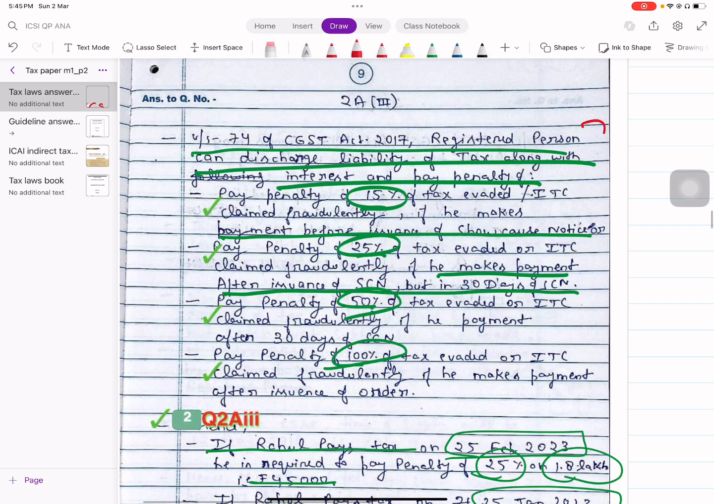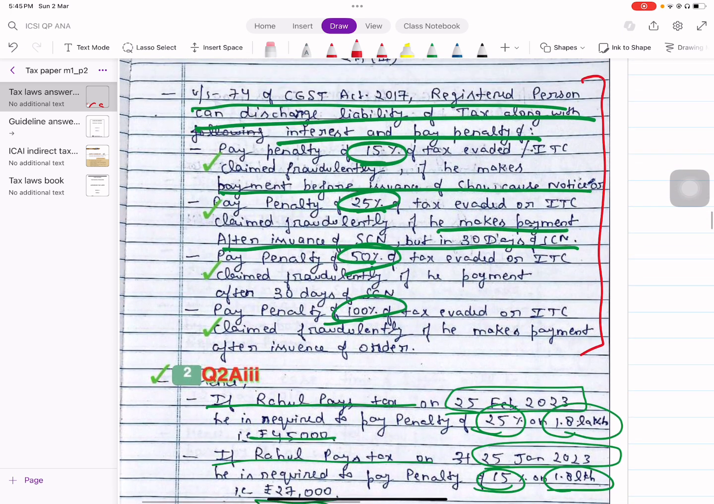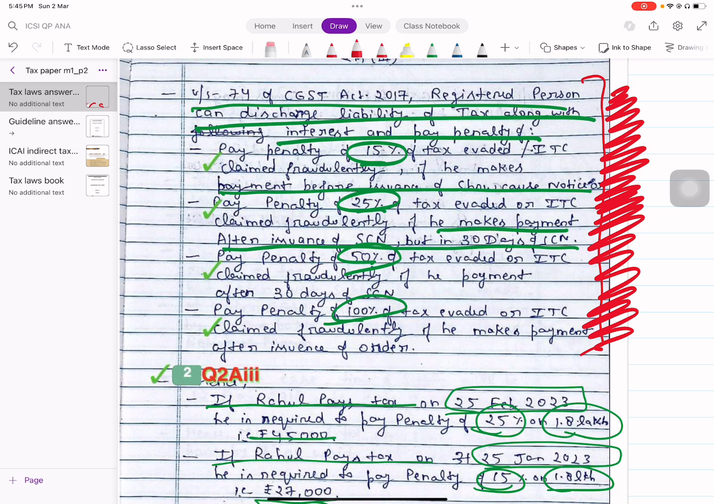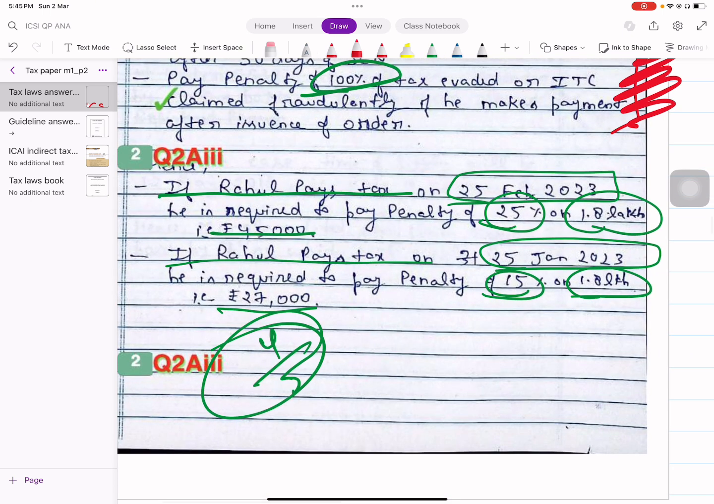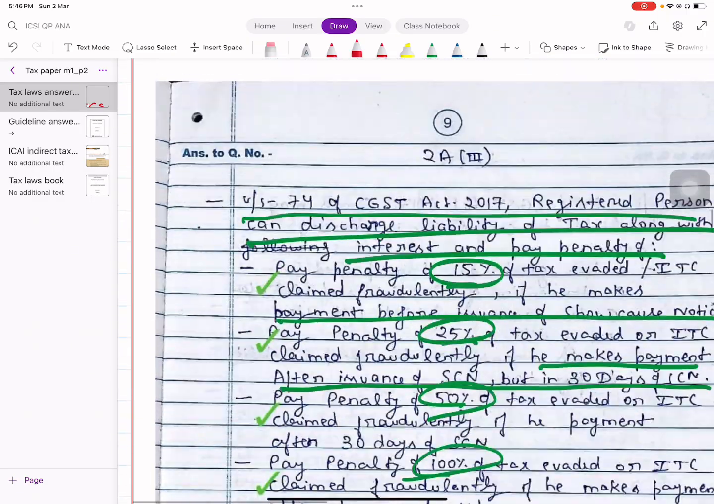this is the provision in written form. If you ask whether you can give the chart in the exam, yes, you can give this provision in chart form in the exam, but according to me it is a bit risky. Maybe if teachers allow you can give it, but for me it was a bit risky, so I have written the full provisions. Now if Rahul has to pay tax on 25th Feb, then the penalty will be 25%. If Rahul pays tax on 25th Jan, then the penalty will be 15% of 1.8 lakh. And I have got 4 out of 5 marks in this question.